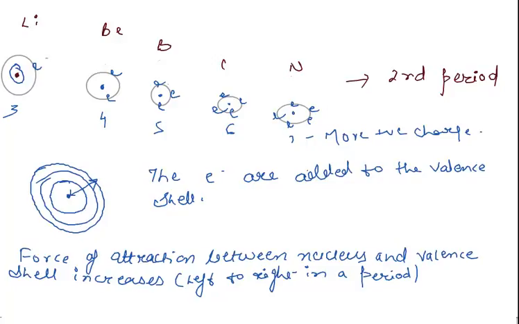Now what is happening? If I talk of sodium, it has a big atom. In this case it has a single electron and this is your nucleus. And if I talk of fluorine or chlorine, chlorine is a small atom. Now in this case, how many electrons are there?